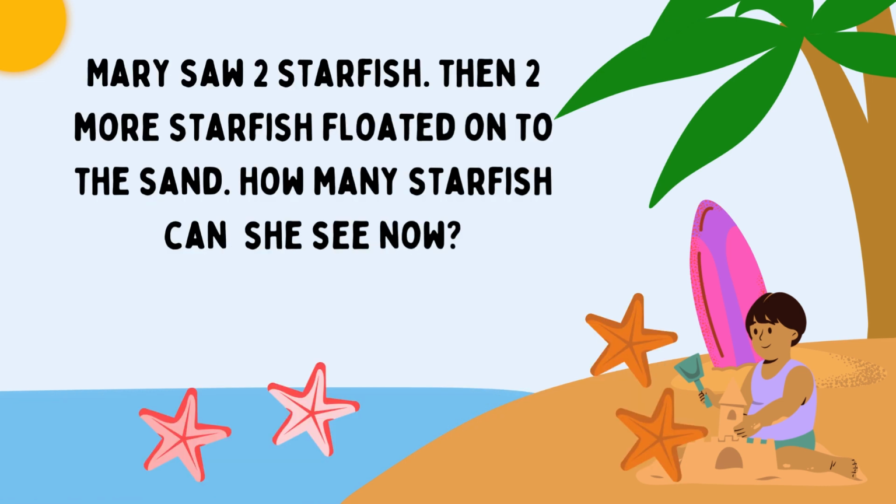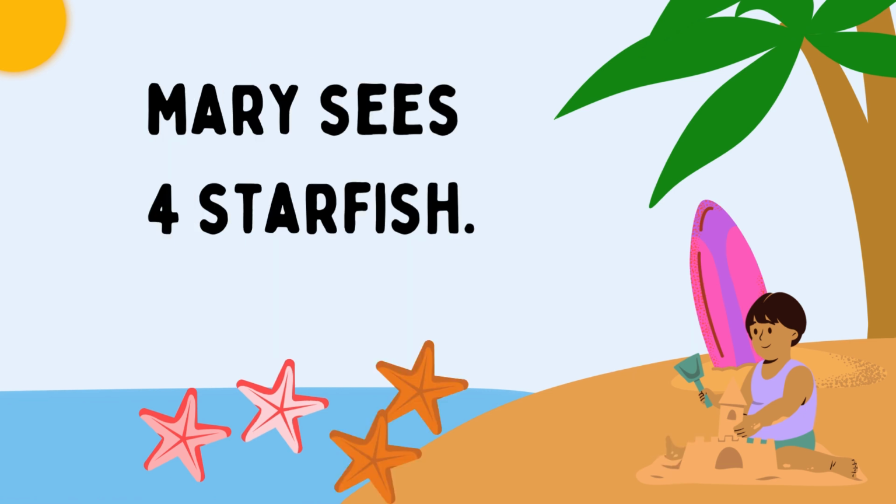Next, Mary saw 2 starfish. Then 2 more starfish floated on to the sand. How many starfish can she see now? The answer is Mary sees 4 starfish.